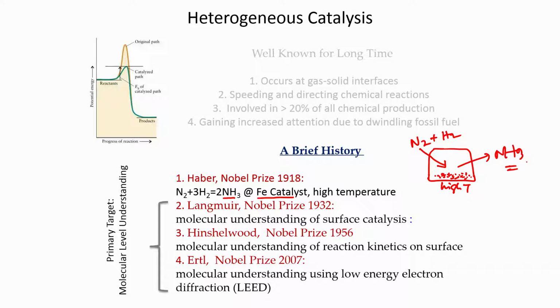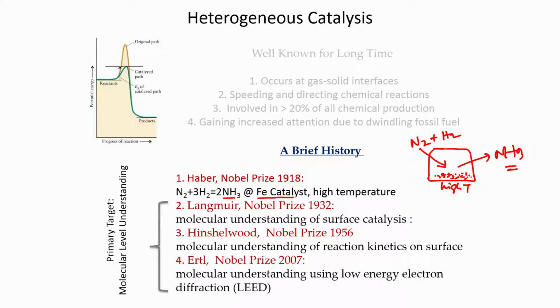Ammonia was an important product because ammonia is directly used to synthesize urea, and urea is a fertilizer. So this ammonia synthesis reaction revolutionized the way we think of cultivation and food production as well. That's why this is a very important reaction, and it was discovered by Haber, and this discovery can be considered the starting point of the era of heterogeneous catalysis.